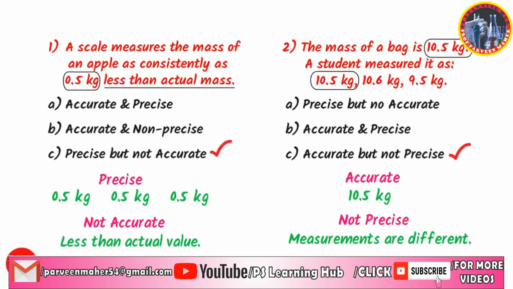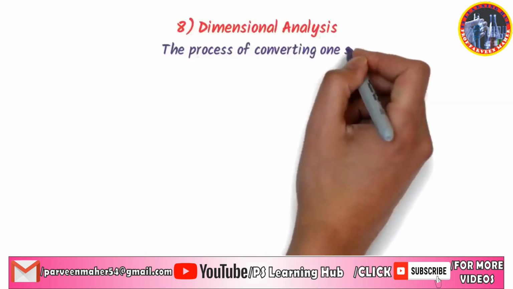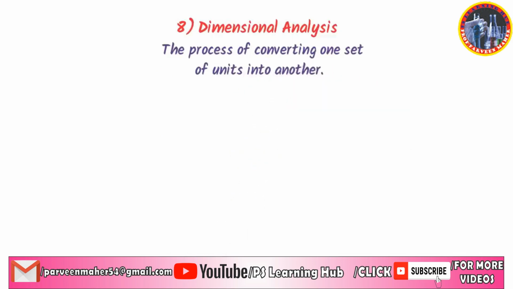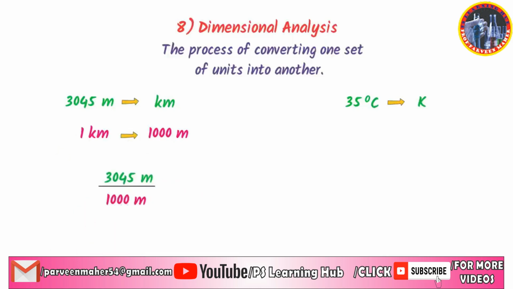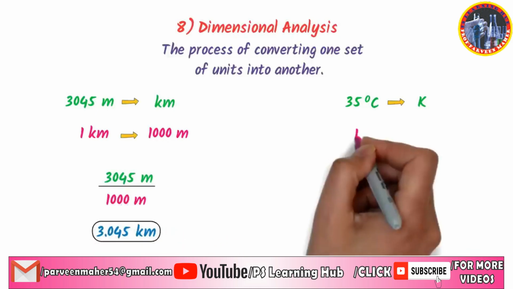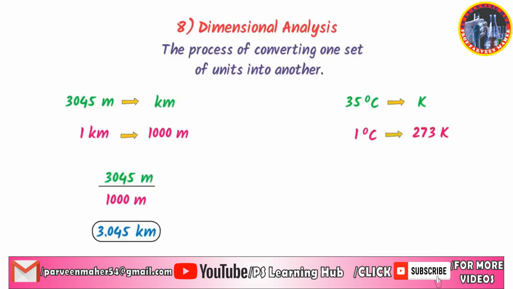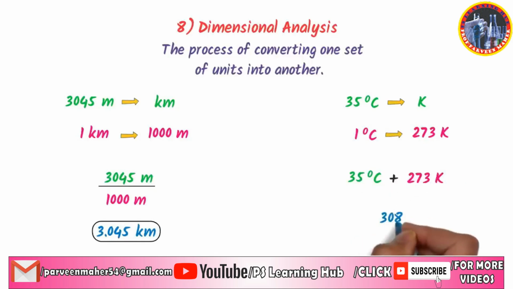Remember that we will not discuss topics of 9th class which we have already learned, like atomic masses, relative atomic masses, atomic mass unit, percentage composition, etc. So the next important topic is dimensional analysis. The process of converting one set of units to another is called dimensional analysis. For example, convert 3045 meter to kilometer and 35 degrees centigrade to Kelvin. We know that in 1 kilometer there are 1000 meter. So I divide 3045 meter by 1000. I get 3.045 kilometer. On the other hand, to convert degrees centigrade to Kelvin, we add 273. So 35 plus 273 is equal to 308 Kelvin. Thus, this process of converting units from one set to another is called dimensional analysis.